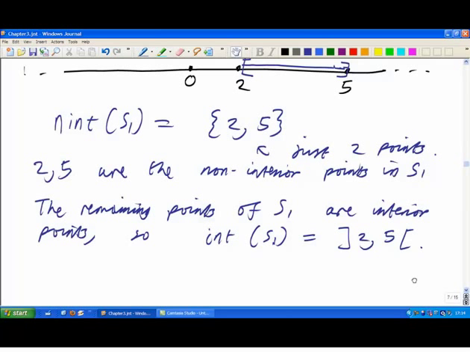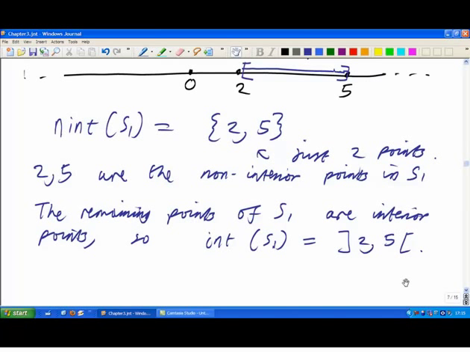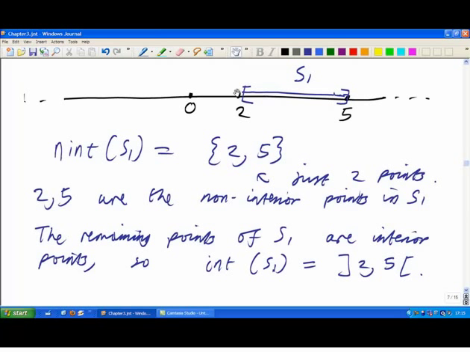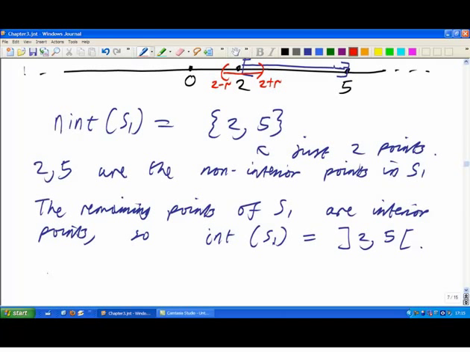When it says with full justification, let's start by proving that 2 is a non-interior point. To prove that 2 is a non-interior point, let's see what happens if you look at a little interval centered on 2, radius r, going from 2 minus r up to 2 plus r. So you let r be greater than 0.